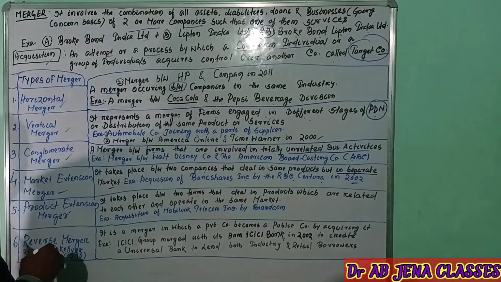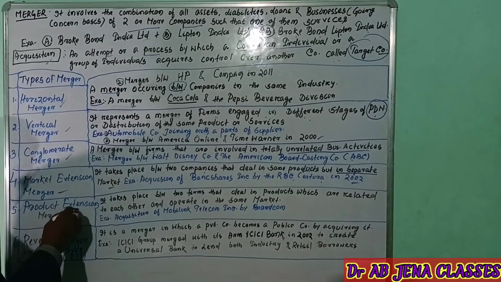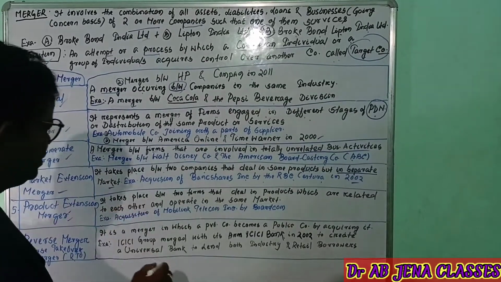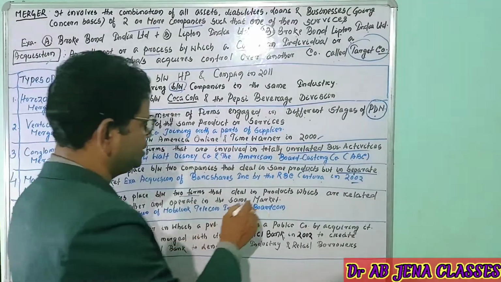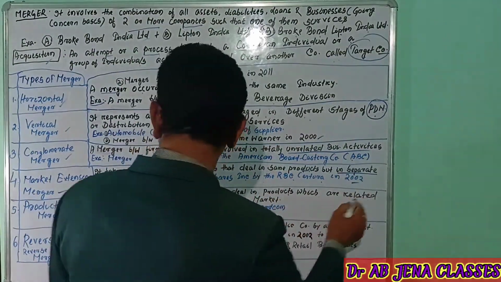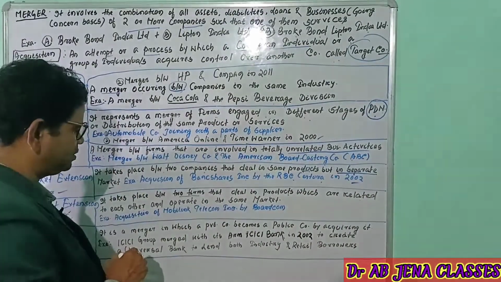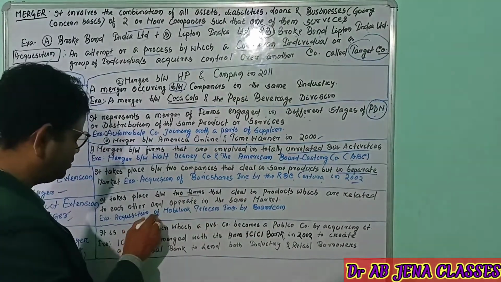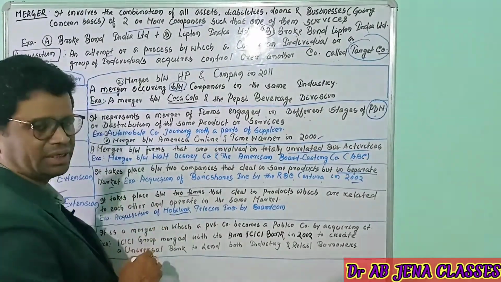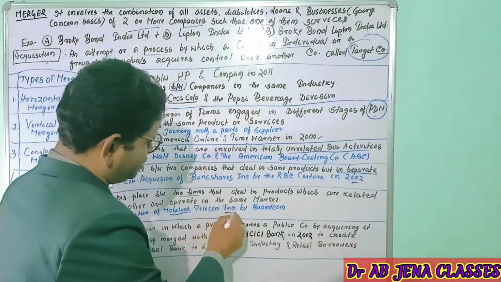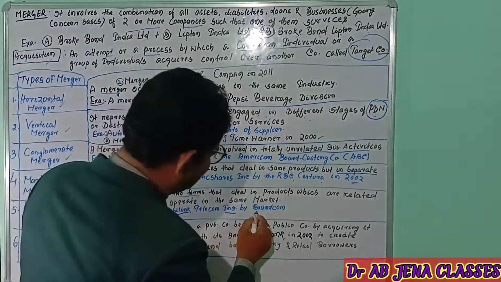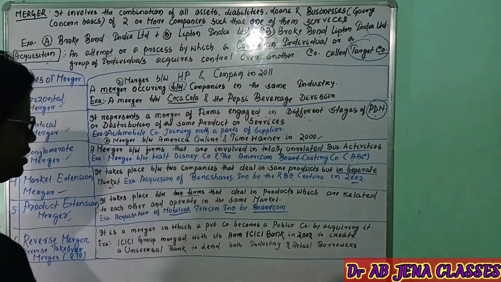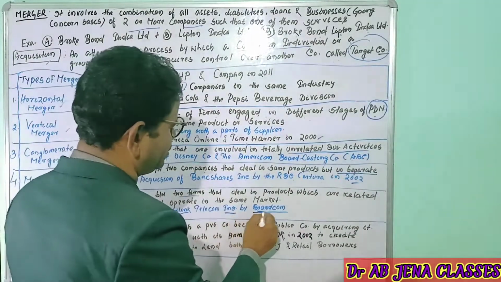Then the next category or type of merger is the product extension merger. What is this? A product extension merger takes place between two firms that deal in products which are related to each other, and so they operate in the same market. Example: the acquisition of Mobilink Telecom Inc. by Broadcom, the popular example. So, the acquisition of Mobilink Telecom Inc. by Broadcom.